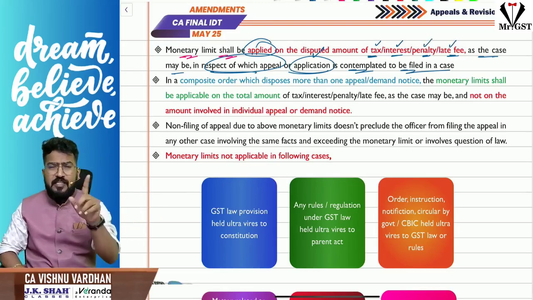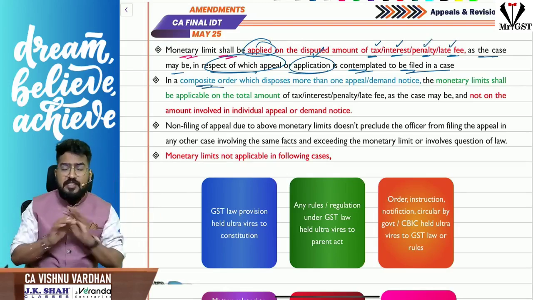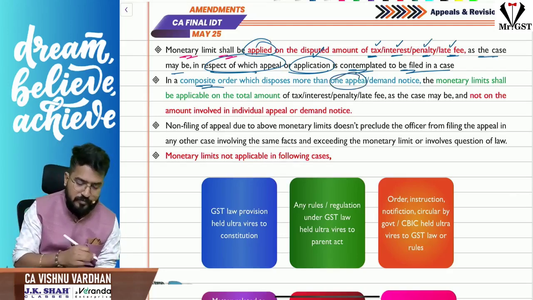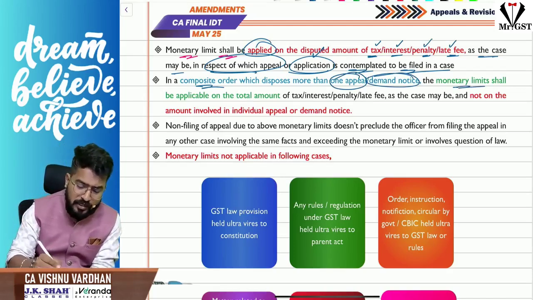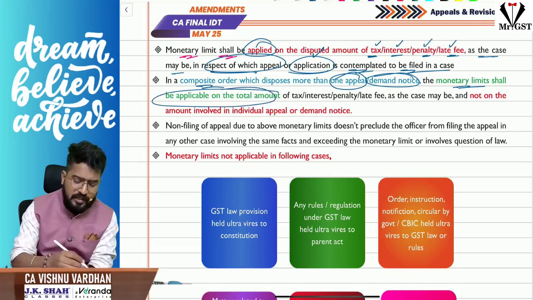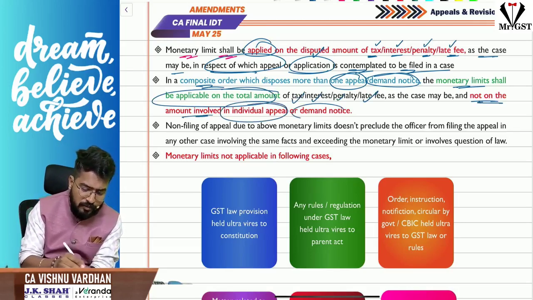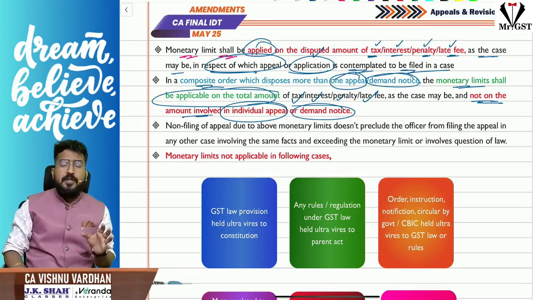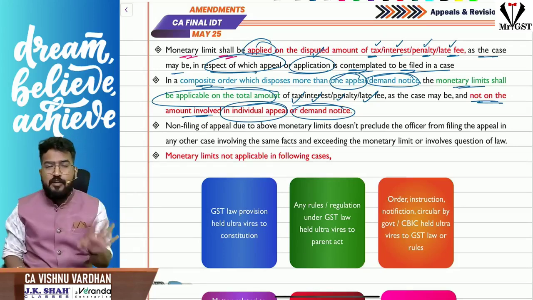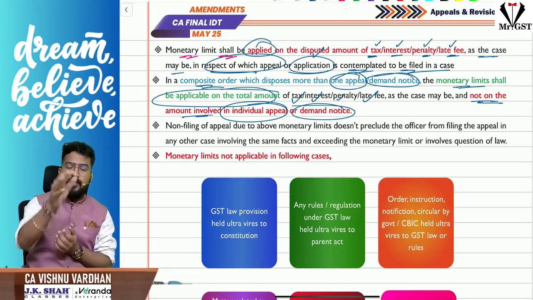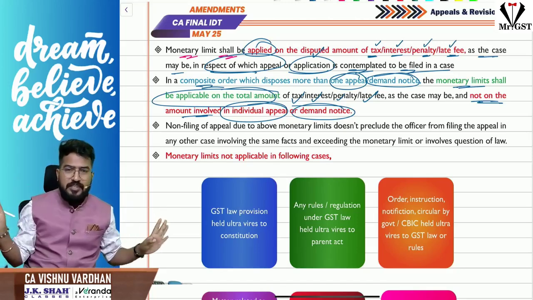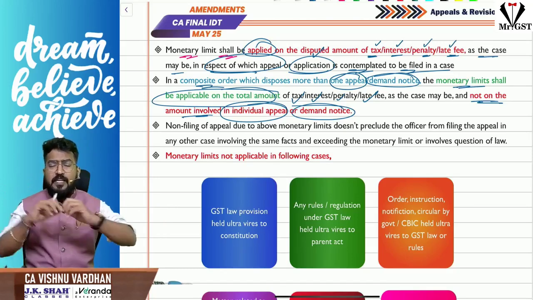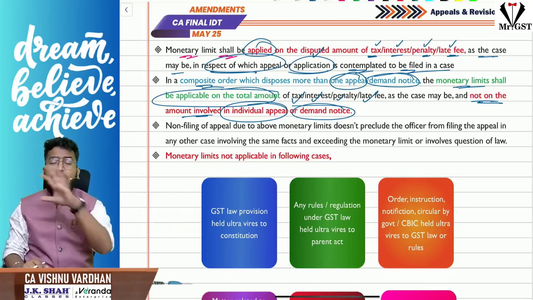Suppose I have given a single composite order which is disposing multiple appeals or demand notices. In that case, the monetary limit will be applicable on the total amount of tax, interest, penalty, late fees as the case may be, and not on the amount involved in an individual appeal or demand notice. That means multiple demand notices or appeals are being disposed with one single order. In that order as a whole, you should calculate how much money is involved for that 20 lakh, 1 crore, 2 crore limit, but not appeal-wise or demand notice-wise. You should consider the entire order, not individually.